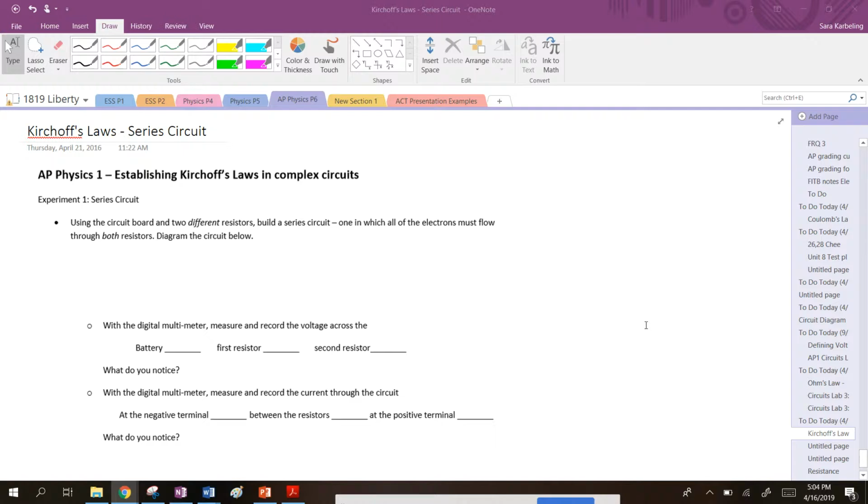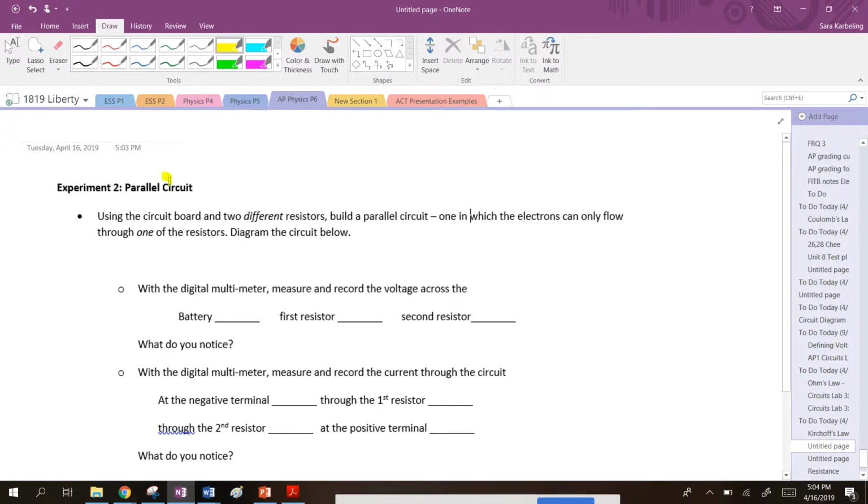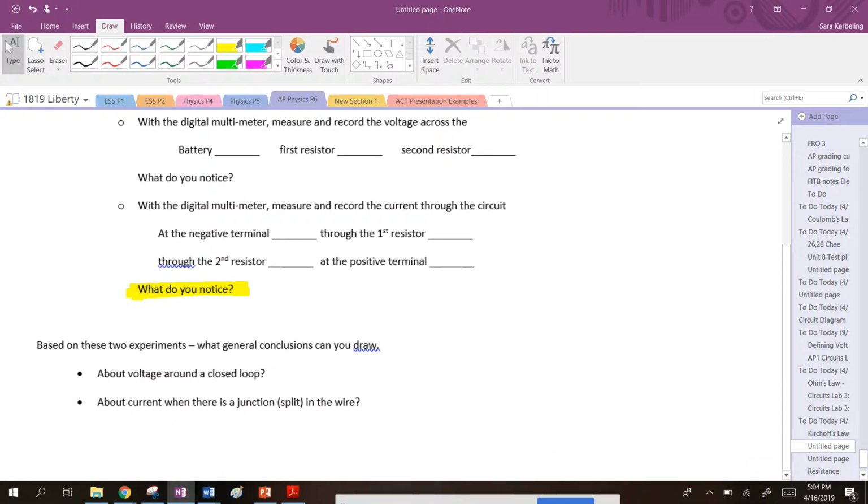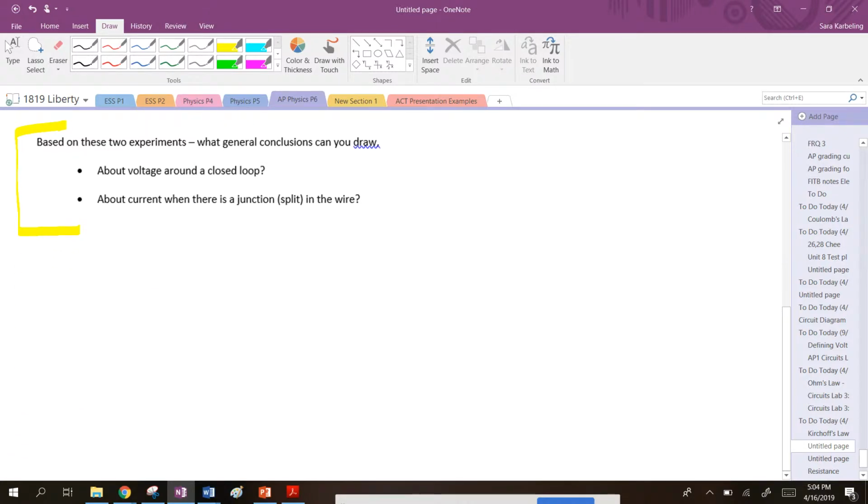I pulled up the lab itself just so you can take a peek at it to make sure we're on the same page. Hopefully everything went well, and I really do hope that before you're watching this, you and your lab partners have taken a chance to answer the what do you notice questions. So you did the series circuit, and you hopefully made some observations, and then you did the parallel circuit, and then again, hopefully answered the what do you notice questions, because we are going to address these two pieces, the very bottom here, based on these two experiments.